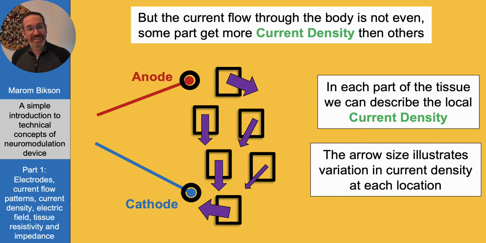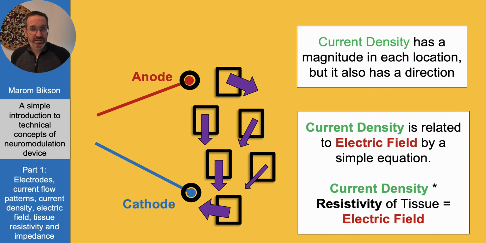So when we talk about current density, we don't just talk about how big it is at each location, we can also talk about the direction that it's flowing in. So current density has a magnitude, a size, and it has a direction. You will sometimes hear the term electric field, which is in units of volts per meter, describing the current flow pattern through the tissue. Current density and electric field are very much related quantities. Often they look very much the same.